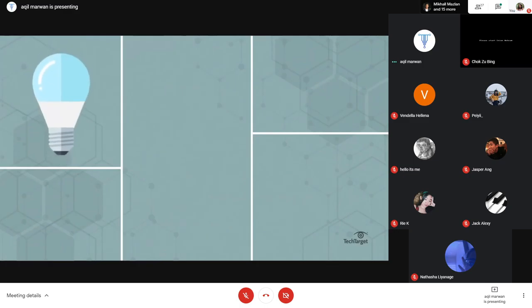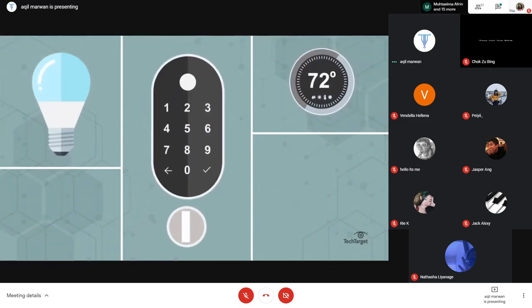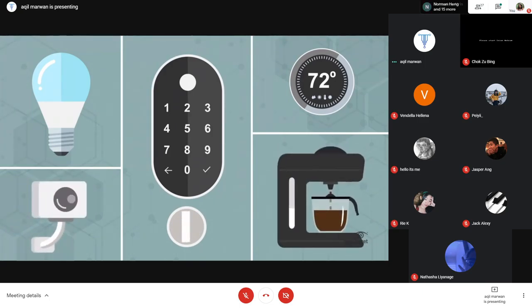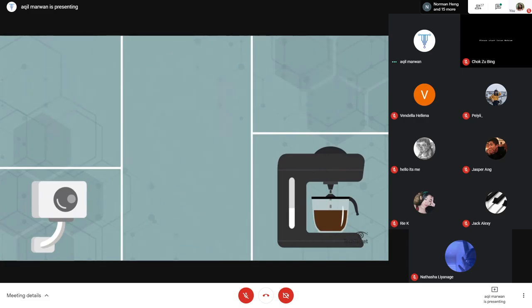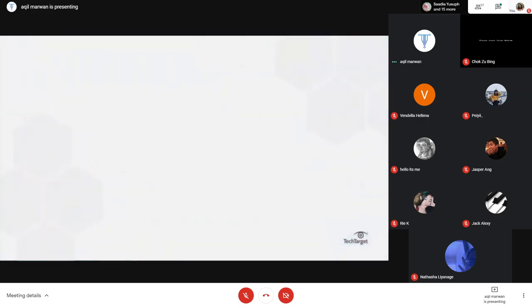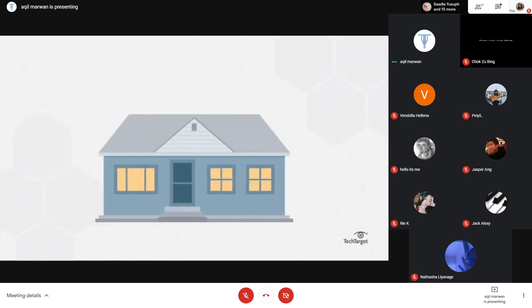Smart homeowners can control lighting systems remotely, schedule and monitor thermostats, grant or deny home access through smart locks, check in on security cameras, and even brew coffee remotely. Machine learning and artificial intelligence systems powered by Amazon, Google, and Apple also contribute to a smart home.